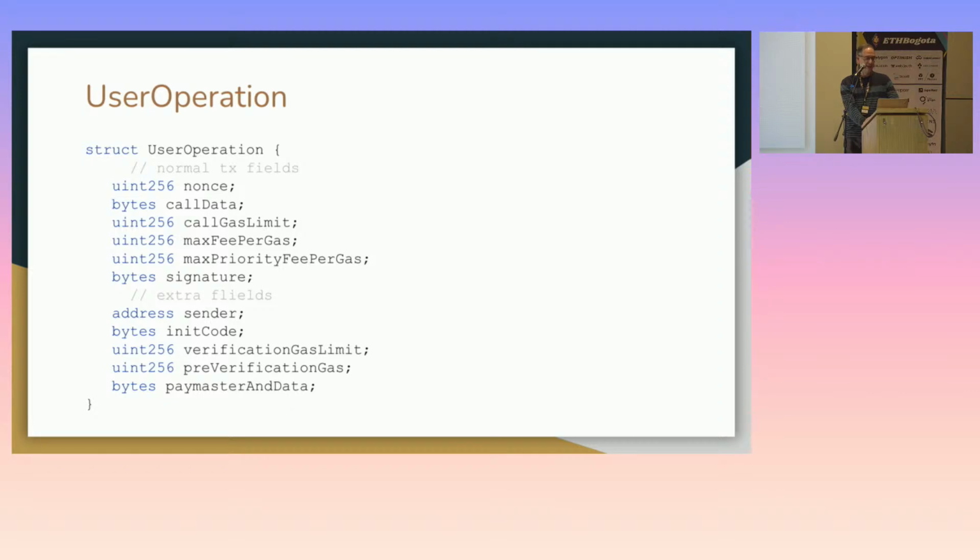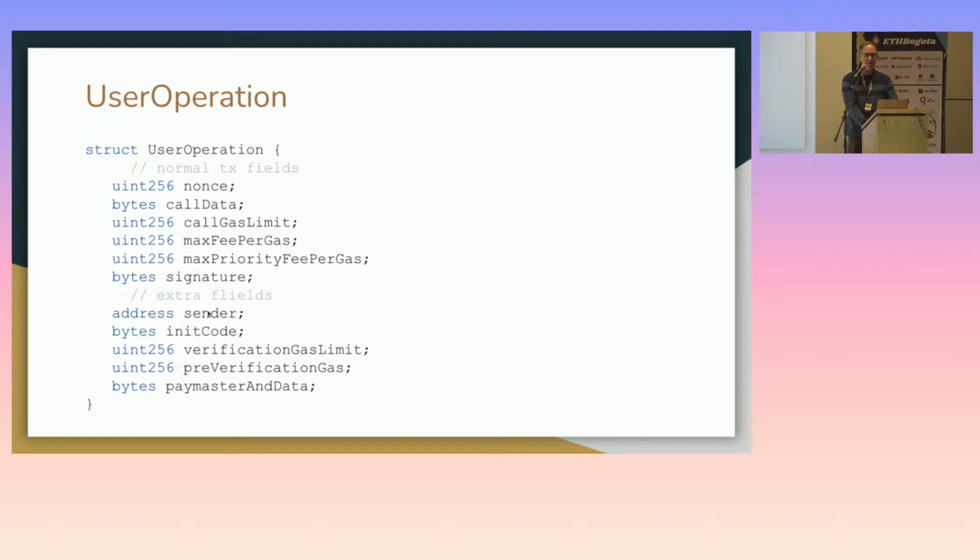Okay, let's see what we have in a user operation. First, it has all the fields that you see from a normal transaction. The call data itself, gas limit, gas values, signature, and nonce, except that the definition of nonce and signature are completely open to the wallet implementation. Then there are some extra fields that we add.